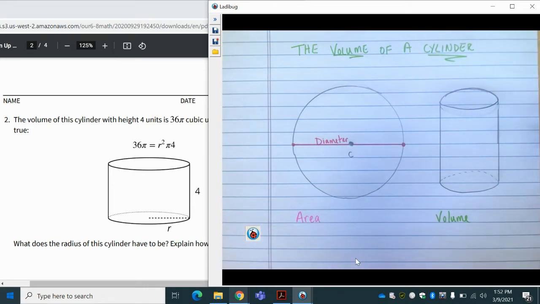Today, we're going to take a look at the volume of a cylinder. When we think about a cylinder, it could be a can of any sort. A can of food is the first thing that I think of. But before we talk about the cylinder, we're going to look at the circle very quickly.